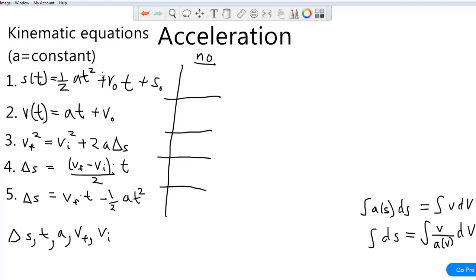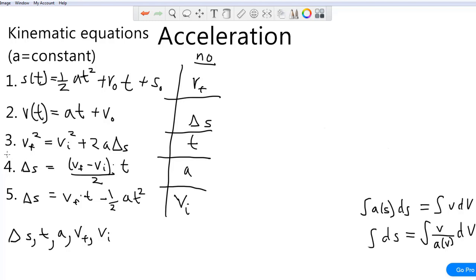So if you look at this, you don't have V final. And if you look at this one, you don't have delta S. Now if you look at this one, you don't have time. If you look at this one, you don't have acceleration. And if you look at this one, it's going to be V initial. So that's just all the kinematic equations. So all 5.